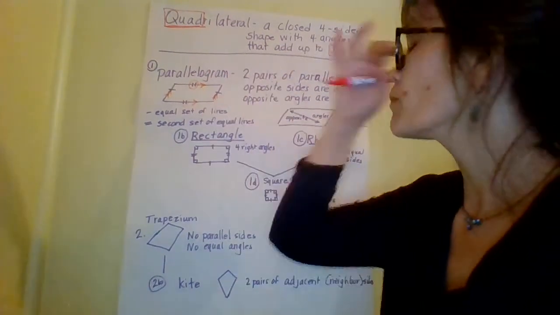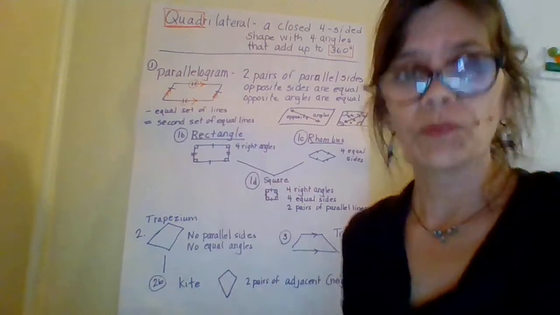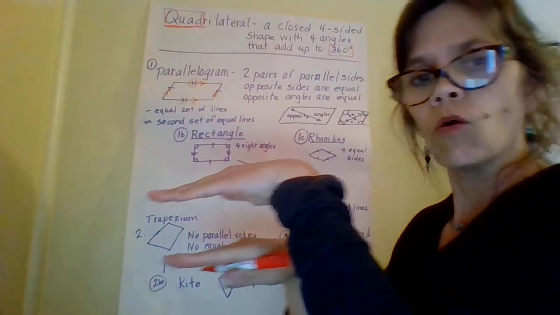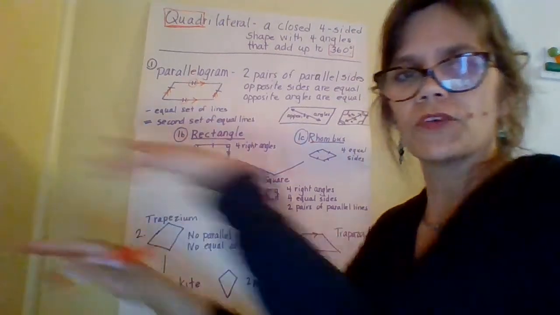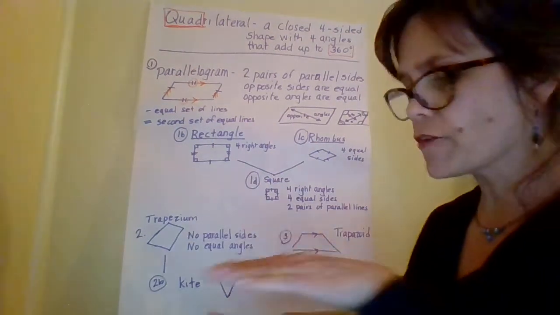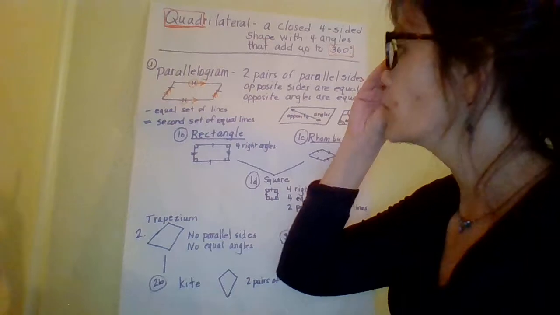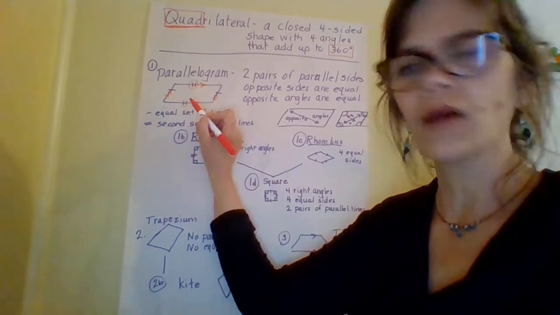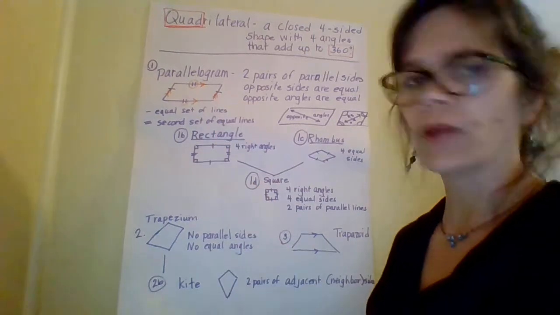And a parallelogram has opposite sides that are parallel. And parallel means those opposite sides will always be equidistant apart, often to infinity, and they will never meet. So the top and the bottom are parallel, and the sides are parallel.